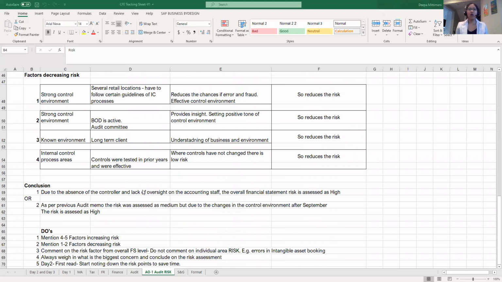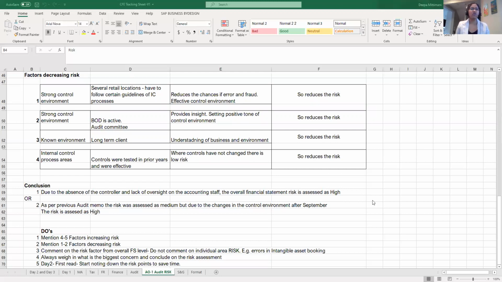Now we have listed all the factors, but while concluding, try to weigh in on what you see from the case fact as the important factor. If it keeps coming repeatedly that the controller was not there, supervision was not there, control was not there during that period, then weigh in on the highest risk that is affecting the overall financial statement. And then you can conclude in one line that due to absence of the controller and lack of oversight on the accounting staff, the overall financial statement risk is assessed as high.